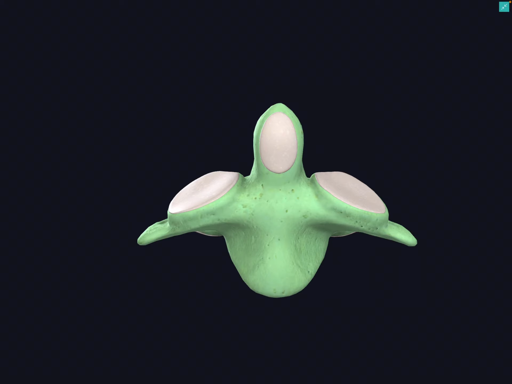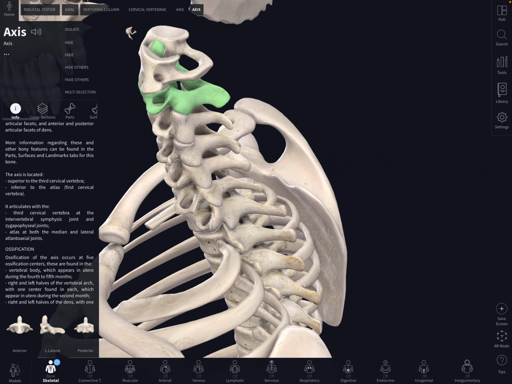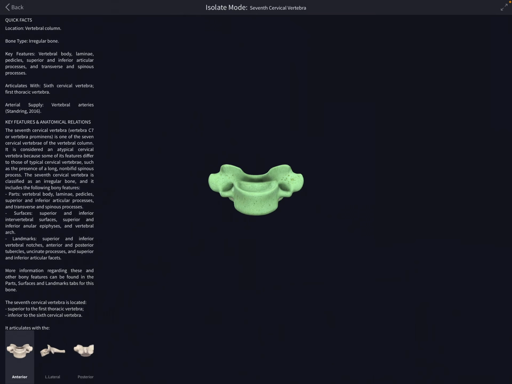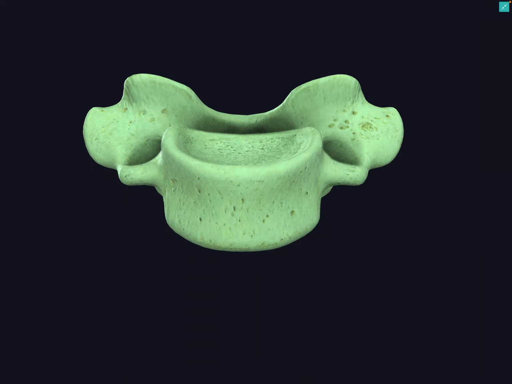The other features that we need to have a look at, and I can see if we can go back and pick up cervical vertebra number 7 and see if we can pick that one up individually. There are some features of 7 which again make it an atypical vertebra.